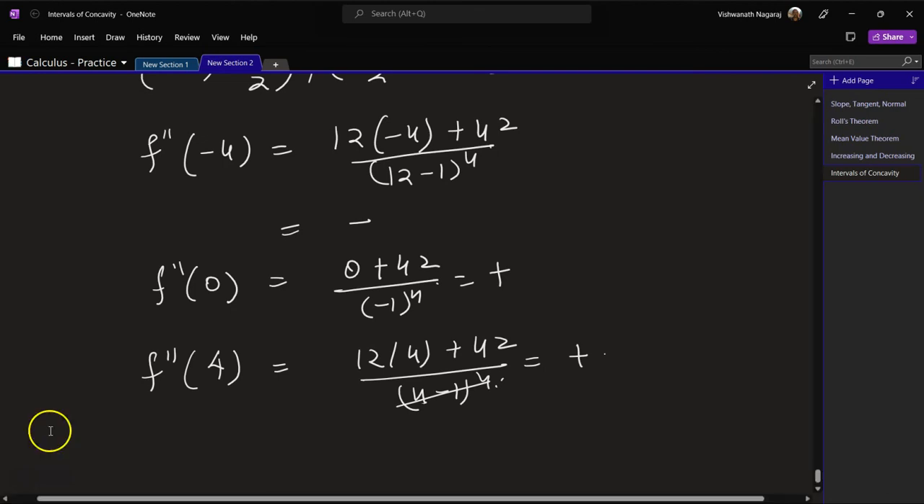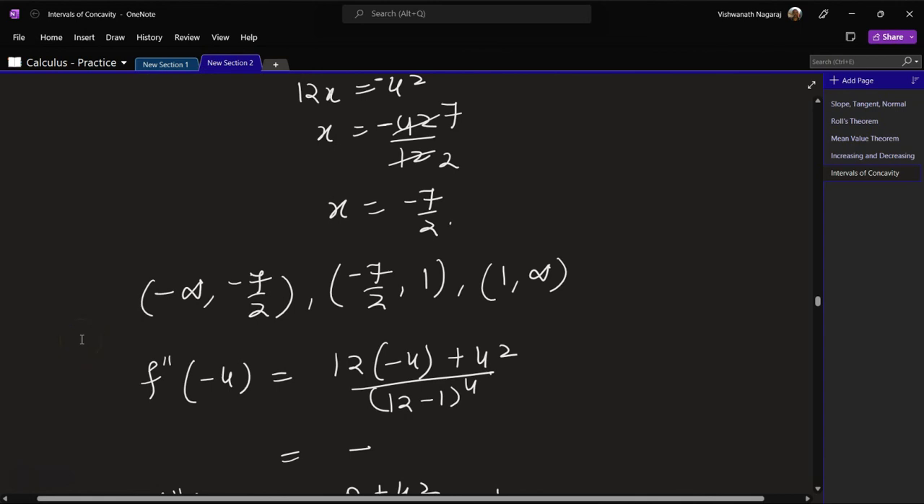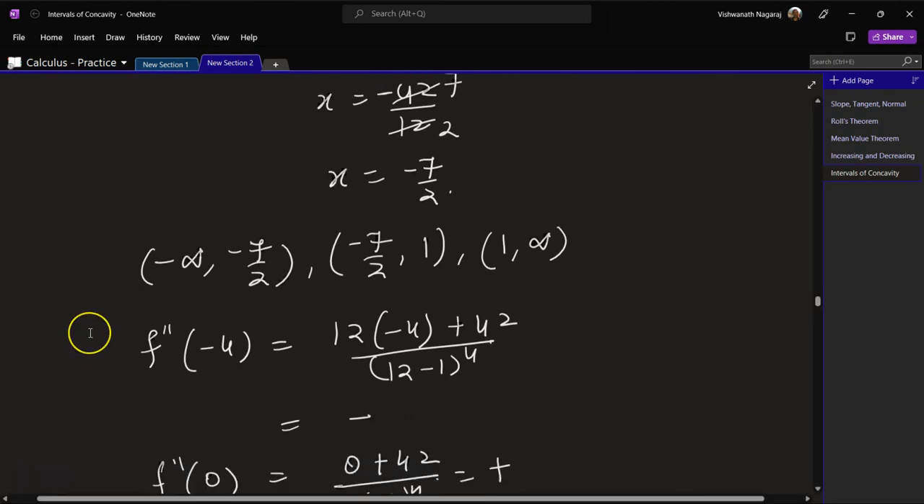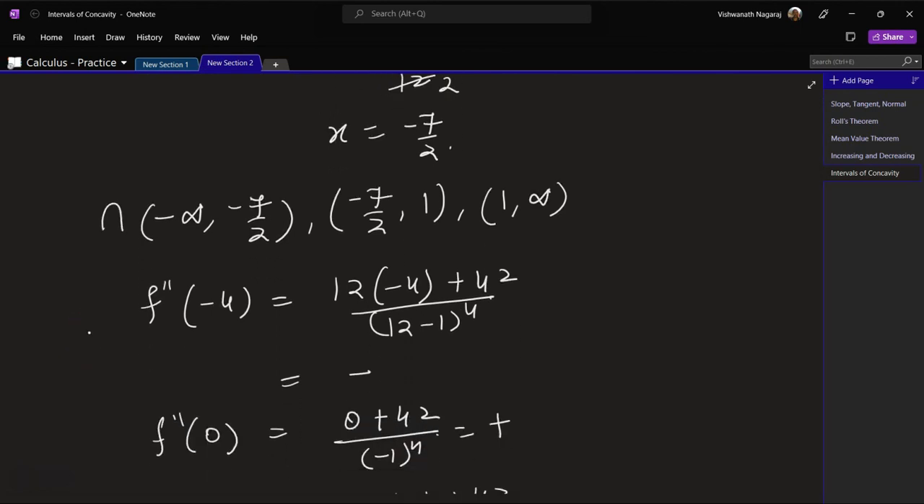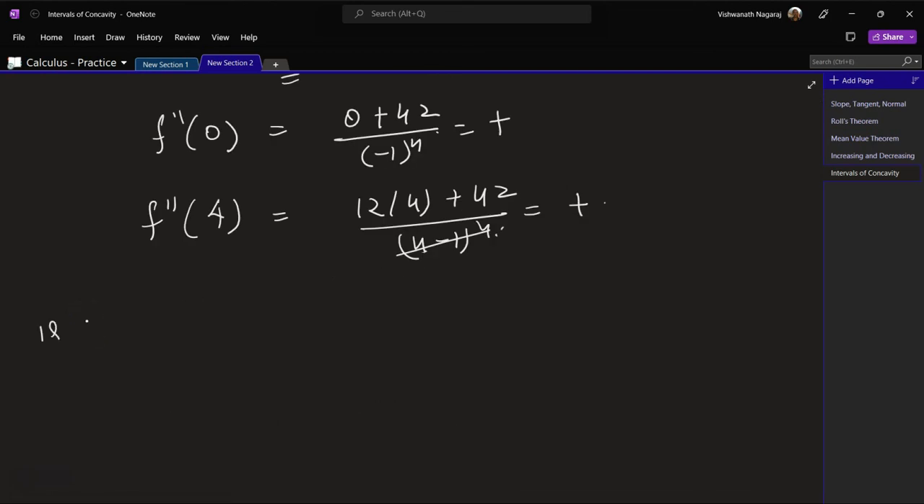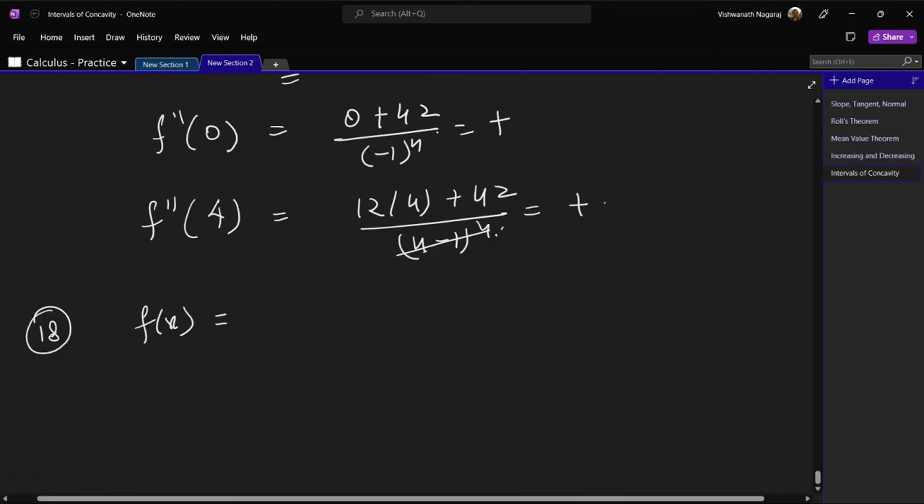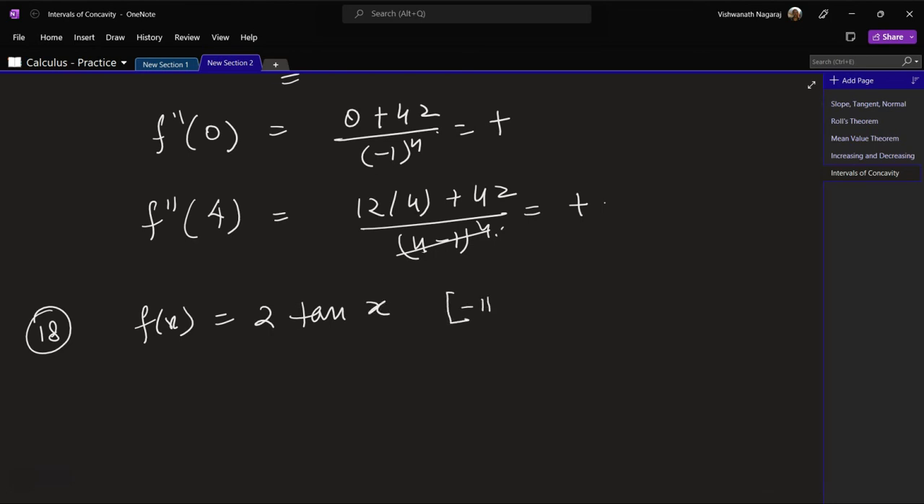So that means the intervals would be, this would be concave down, this will be concave up, and this would be concave up. Okay, finally the 18th one. f(x) is equal to 2 tan x, again from -pi to pi.